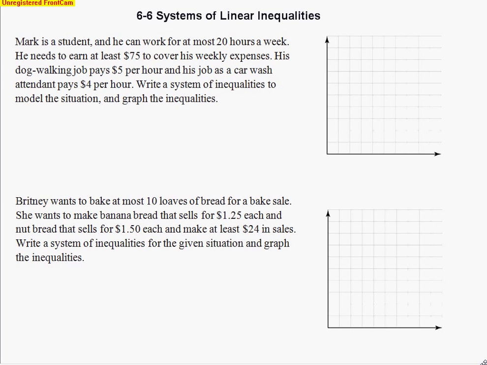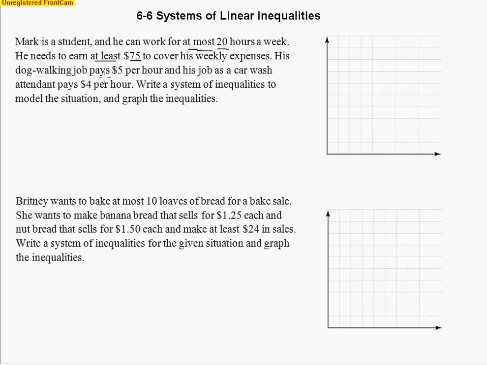This is the second day on Chapter 6, Section 6, titled Systems of Linear Inequalities. So let's take a look at our problems here. The first one says, Mark is a student and can work for at most 20 hours a week. That's an important part right there, so let's underline that part. At most means less than or equal to 20 hours. He needs to earn at least, so that means greater than or equal to, $75 to cover his weekly expenses.